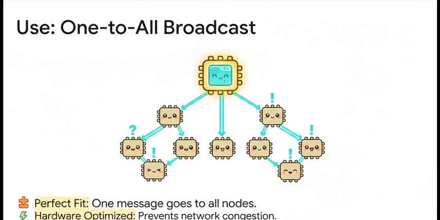The answer is a one-to-all broadcast, and here's why. You need to know this. First, it just makes sense, right? You have one message that needs to go to all the nodes. Second, it's crazy efficient. It doesn't send a million separate messages. It uses this cool tree-like pattern that gets the info to everyone in just log base 2 of p steps. It's way, way faster. And third, our networks are literally built to handle this without getting all jammed up.